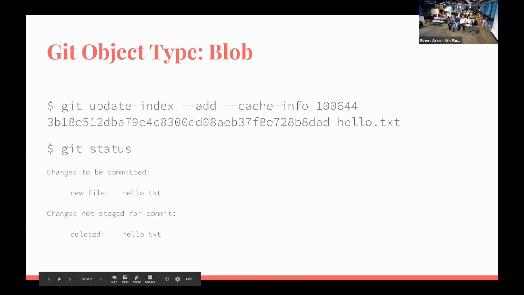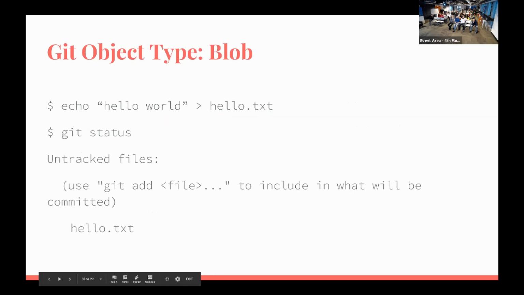You can update the index and add the byte size, or no, it's some type of code, 100644. I think if you have a different executable file, it will have a different hash. Don't quote me on that. It's been a while since I've given this talk. And then if you type hello text, it will add the file even without manually adding the file.